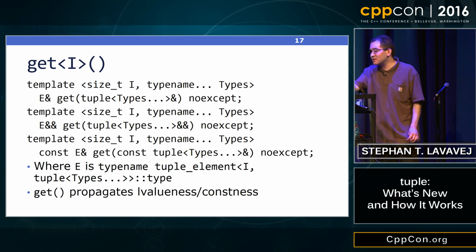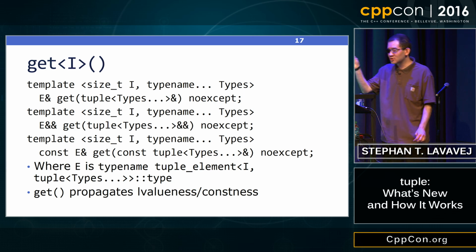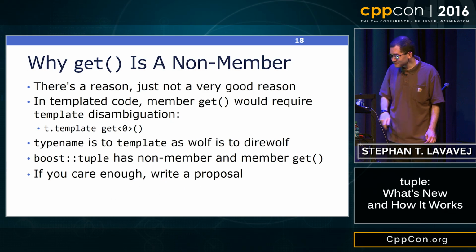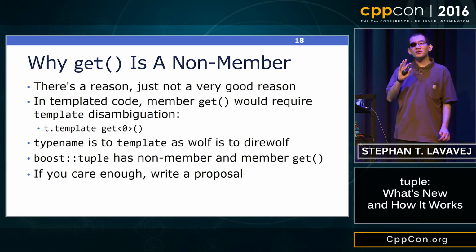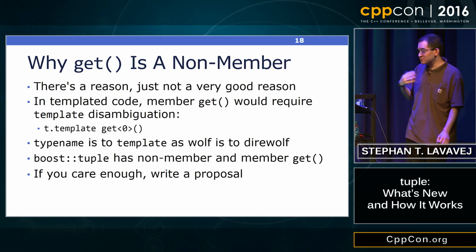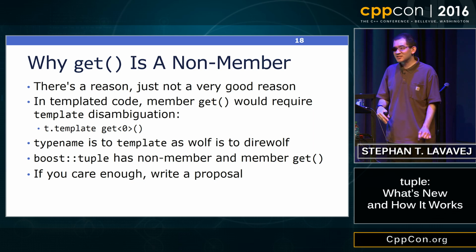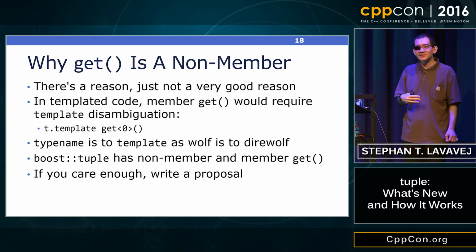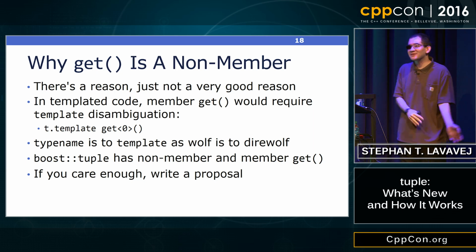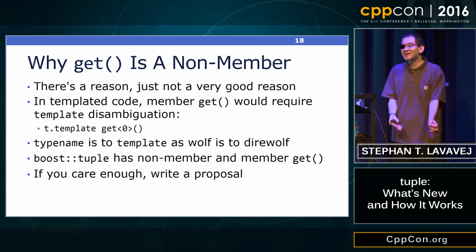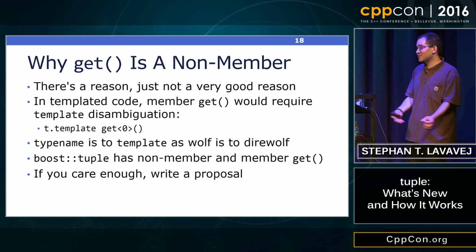And the type here, E, is just for shorthand. I've introduced it as tuple element type. Okay. So if you've ever worked with boost tuple, there's a difference between boost tuple and std tuple, and it's the fact that get is a non-member function. This is unlike .first and .second in a pair. And there is a reason for this. It's just not a very good reason. I can't defend it, but it's what the committee chose.